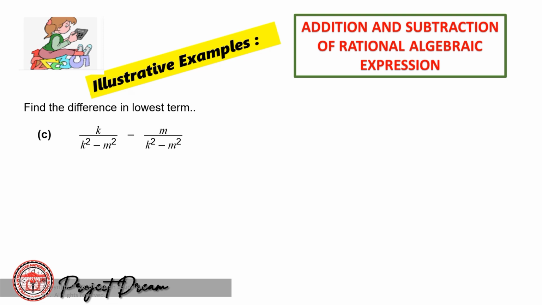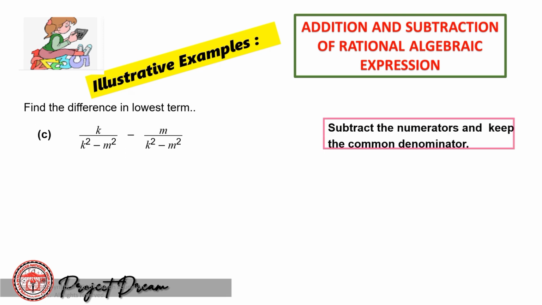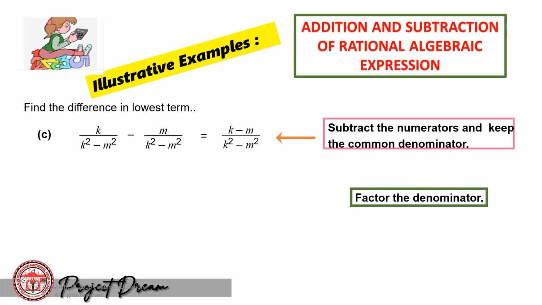K squared minus M squared. Again, the given expressions are similar. So we have to subtract the numerators and keep the common denominator. And that is K minus M over K squared minus M squared.